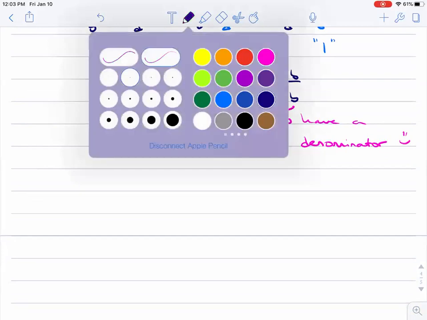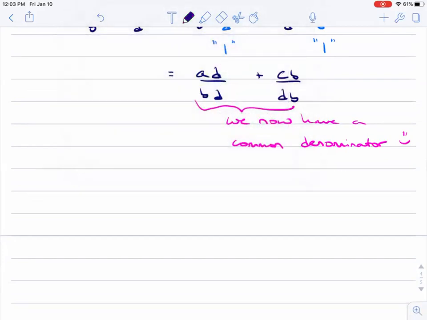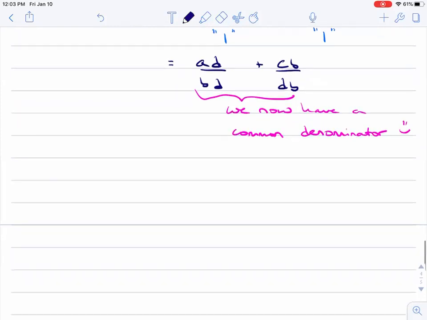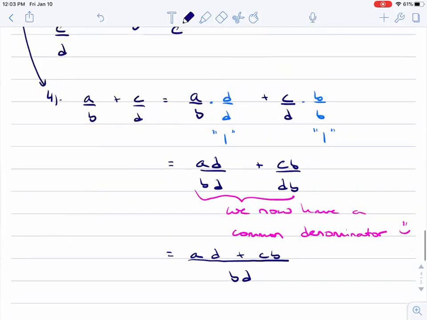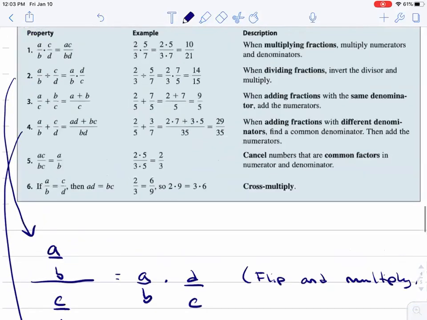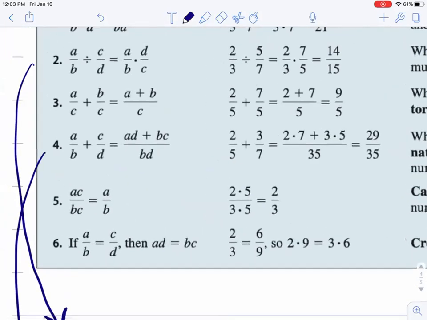Okay. So now that we have that common denominator, we know that we can just add the tops and keep the denominator the same as the common denominator, and then we're done. So we get AD plus CB on the top in the numerator over BD or DB, it doesn't matter. And so that's where the jump from here to here came from.